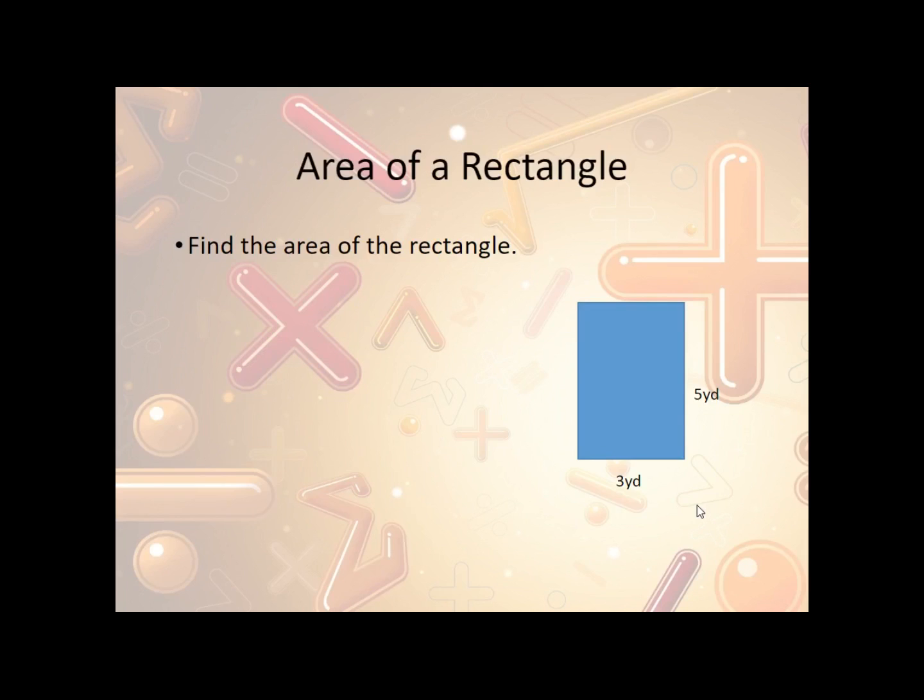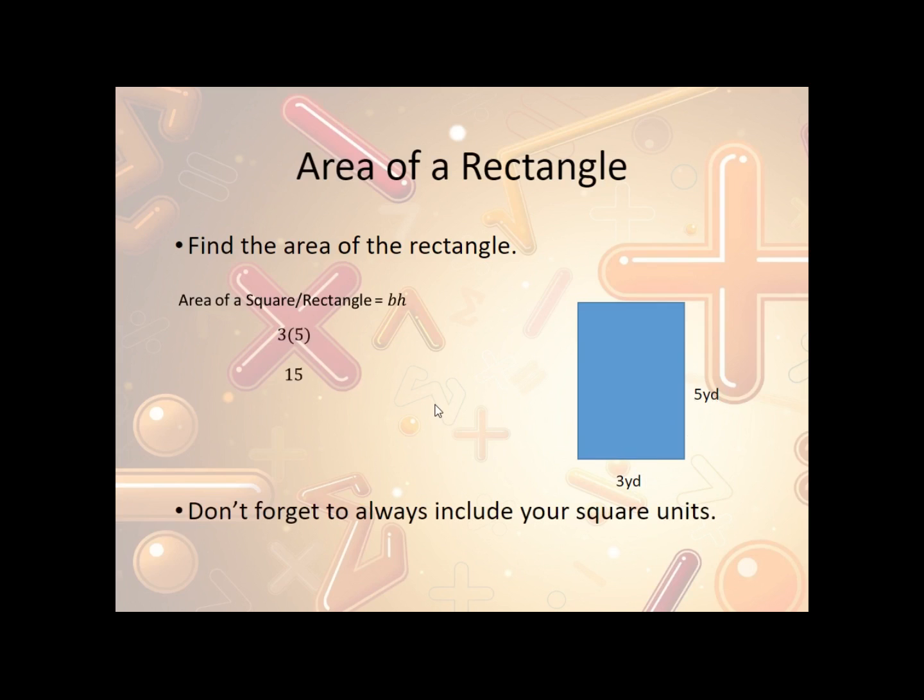Now let's take a look at the area of a rectangle. Now remember, the area of a rectangle is base times height. So the base is down here, the height is here. So we just multiply 3 times 5. And we get 15. Again, don't forget your units. The units in this case is yards, and it's area, so it should be yards squared. So this is 15 yards squared.